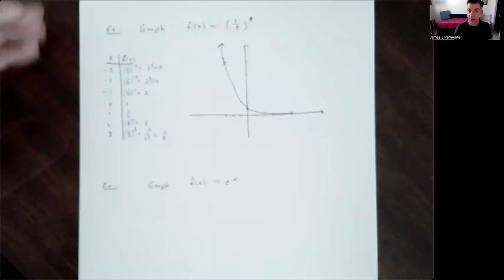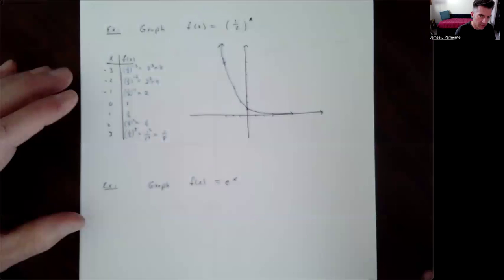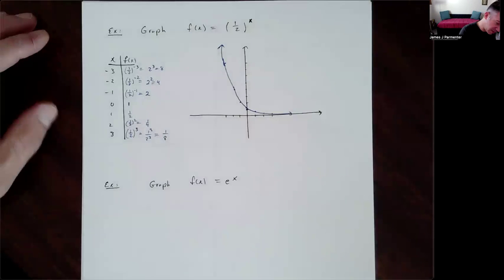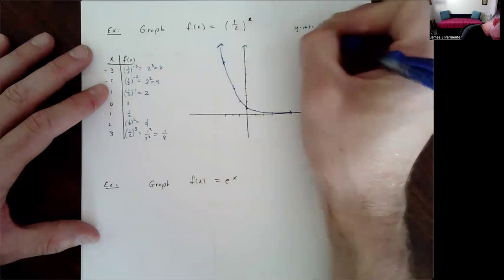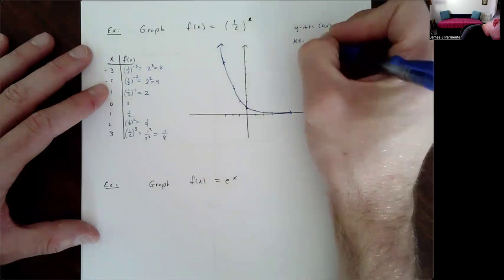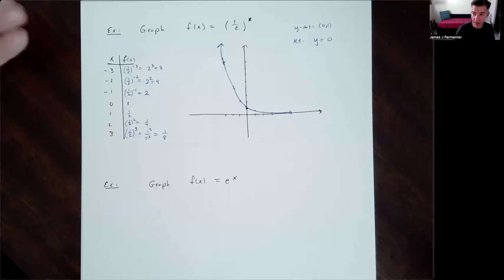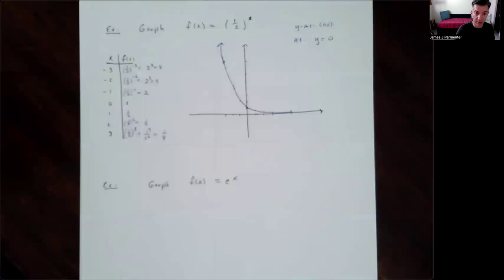Again, same information. So we have a y-intercept of 0, 1. We have a horizontal asymptote of y equal to 0.